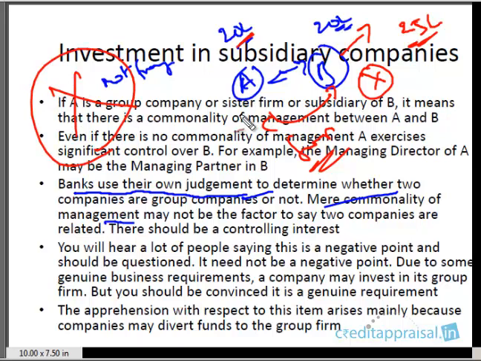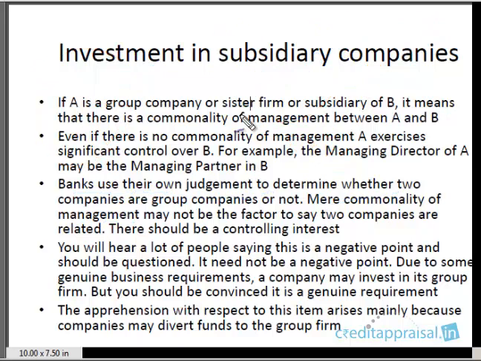You should always note the group associations between the two. Here you will hear a lot of people saying that investment in group companies is a negative point, but you should understand that it is not necessarily a negative point. There might be some genuine business requirement, and then a company may invest in a group company. There's nothing wrong in it. I'm not saying this is wrong. In fact, in many major companies you'll find this.